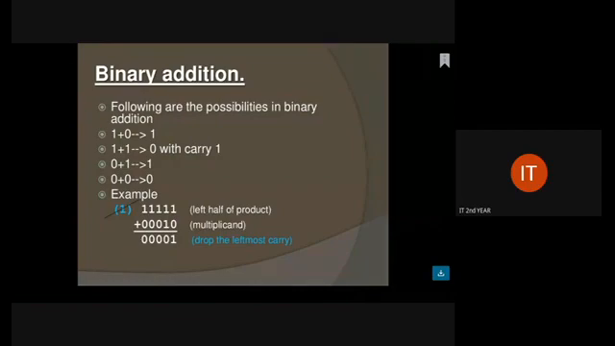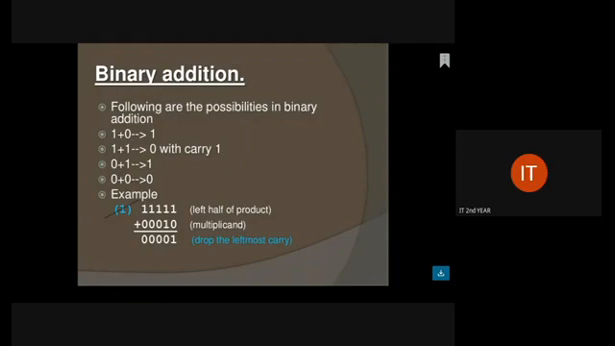While dealing with these, we have four different types of possible addition. 1 plus 0 gives 1, and 1 plus 1 gives 0 along with a carry bit of 1. 0 plus 1 and 0 plus 0 are normal: 0 plus 1 is 1 and 0 plus 0 is 0. The basic example we have represented here is 11111, which is the left half of the product, and we are going to add 00010.